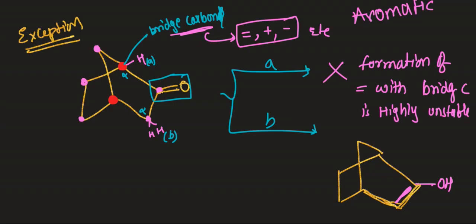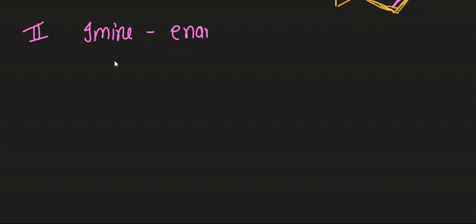Right, so moving to the next one. The next one is imine and enamine form. So the second category is imine and enamine. Imine and enamine form. Let us try to understand what is the imine and enamine form.